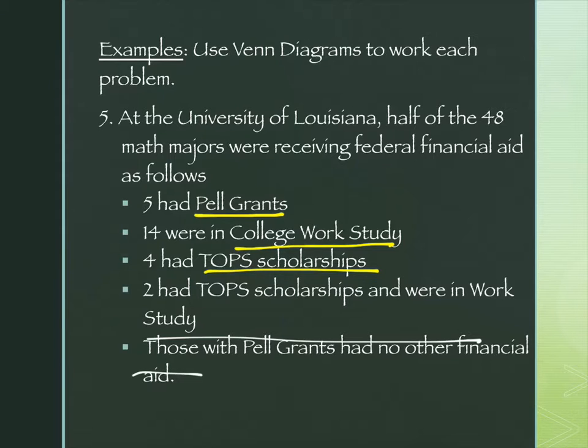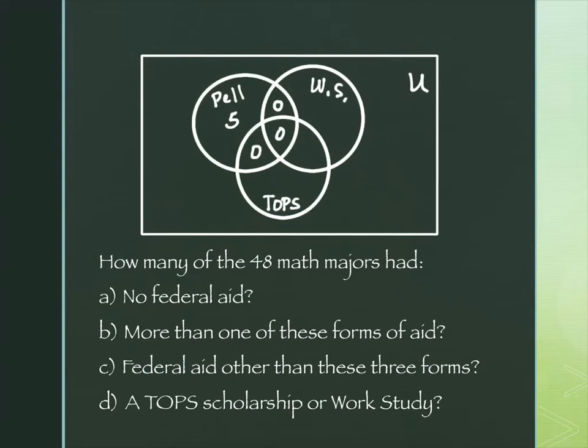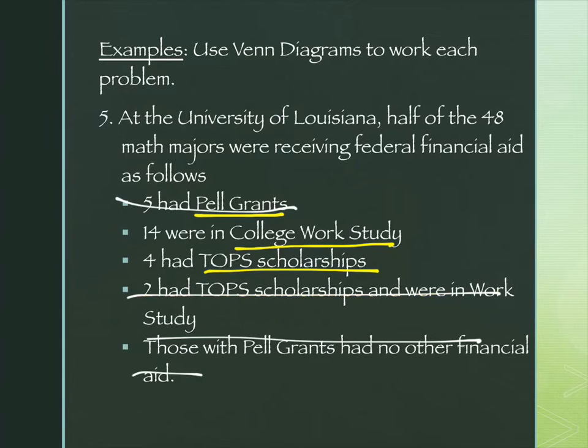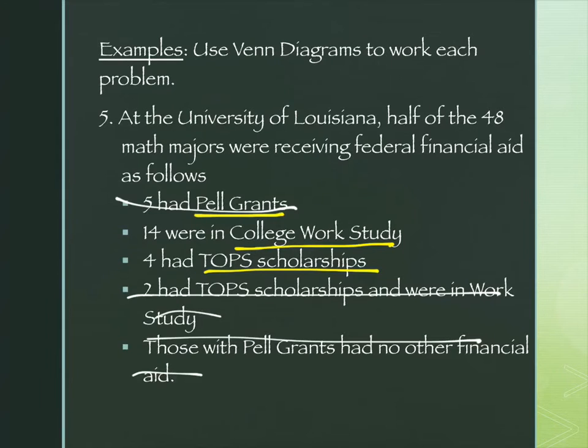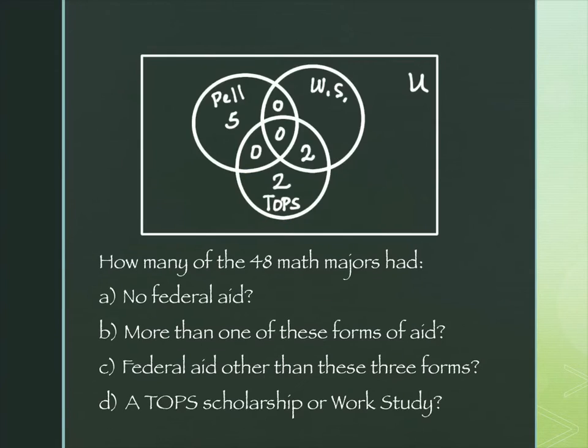So we've already taken care of that one, and that one, and that one. The next one said 2 had TOPS scholarships and were in work study. So TOPS scholarships and work study is the overlapping piece over here, so that's a 2. So we've gotten that one taken care of. And then it says 4 had TOPS scholarships. So the TOPS scholarships circle, which is everything down here, there should be a total of 4. There's already 2 in the circle, meaning that there's 2 that are missing. And then the last piece of information is 14 in the work study. So this circle for work study has to be a total of 14. There's already 2 there, so I'm missing 12.